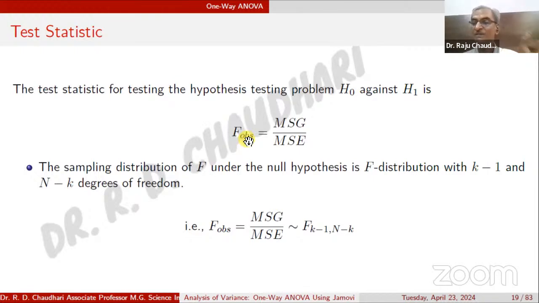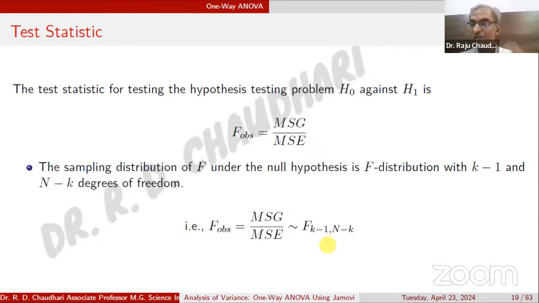So for the analysis of variance technique, the F test is used. ANOVA is not a test. ANOVA is a technique and the test is the F test. Okay, and it follows the F distribution with K minus 1, comma N minus K degrees of freedom, where K is the number of groups and N is the total number of observations, overall all observations, right?